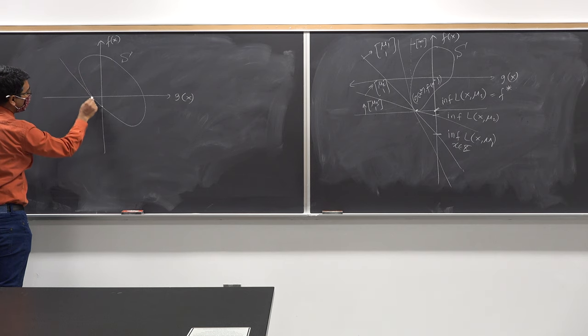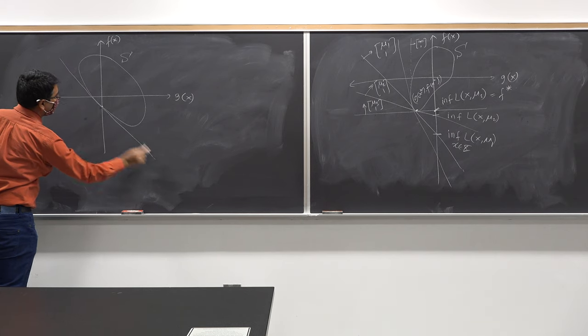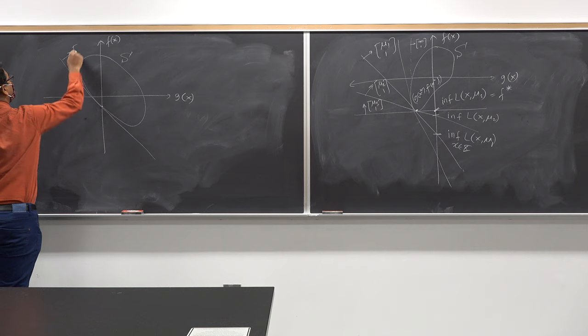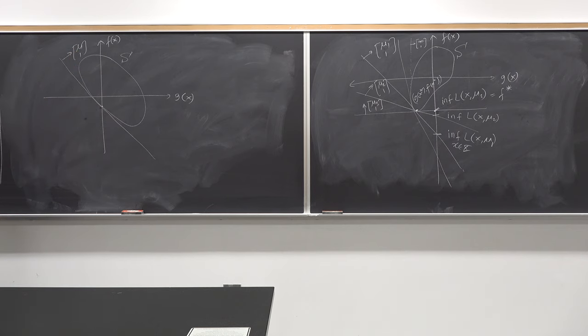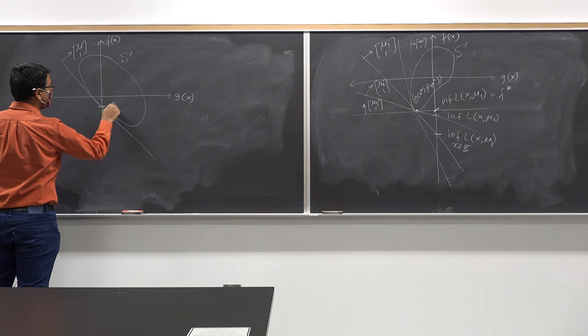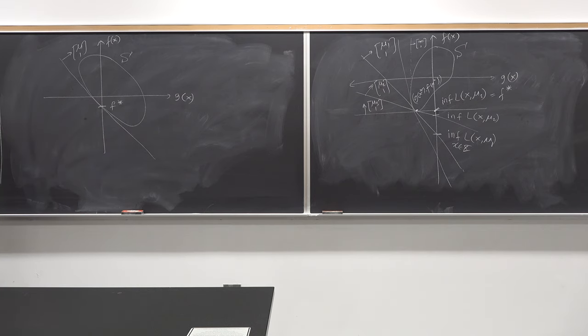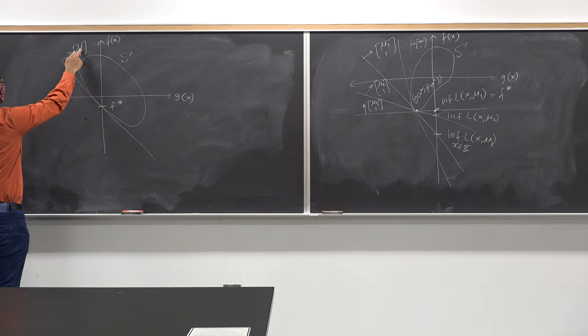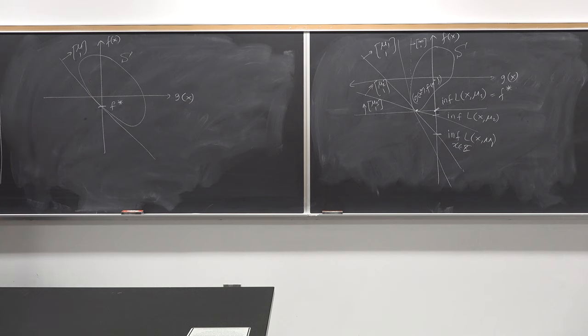I'm going to draw a hyperplane with normal mu 1, which has an intercept f star. And the entire set S is in the positive half space. So this is actually the geometric multiplier. This particular mu is the geometric multiplier for this problem.